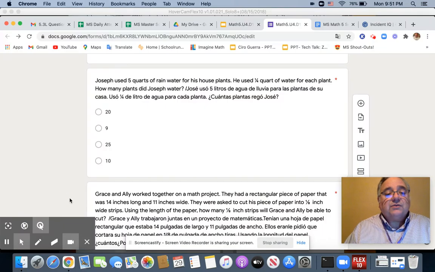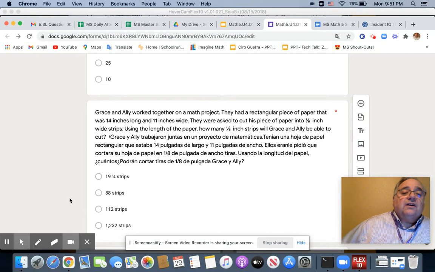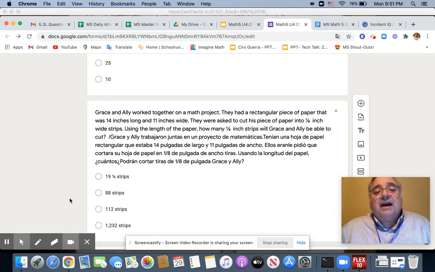You notice on the last one I haven't worked it out. There's a reason. Gracie and Ali worked together on a math project. They had a rectangular piece of paper that was 14 inches long and 11 inches wide. They were asked to cut this piece of paper into 1/8 inch wide strips. Using the length of paper, how many 1/8 strips will Gracie and Ali be able to cut?